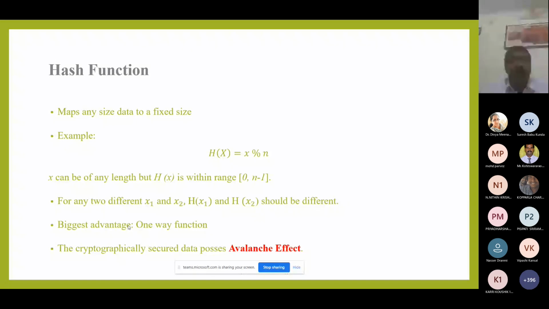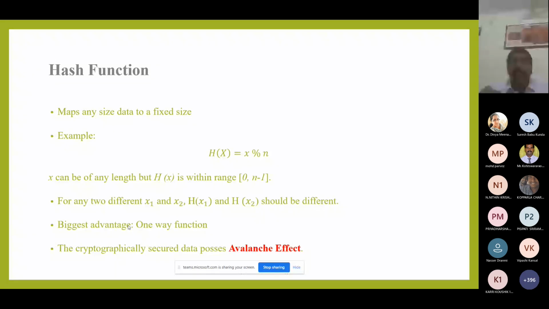204 modulo 5, the answer is 4. Whatever the value you give, whatever the size of data you give, the output comes to be a fixed size. So this is the first property of a hash value, and this property is actually fulfilled by this modulo function. However, never confuse, modulo is not a hash function.